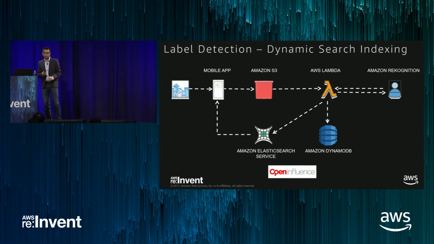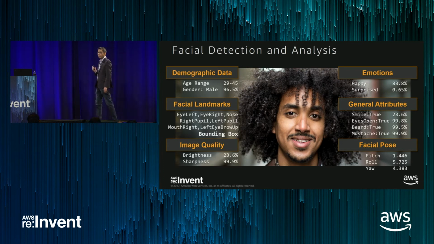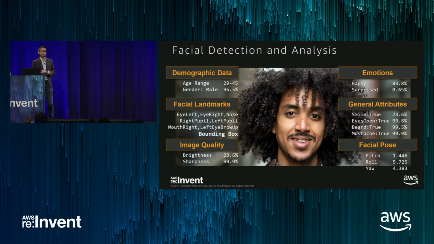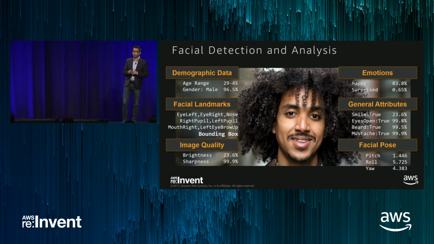Now let's go on to the facial detection and analysis APIs. So this, as I was mentioning, given an image, it will first find the face and the bounding box for the face. But it also gives you a lot of interesting information, which can be used in many different ways. So the first one is demographic data, where you get the age range of the person. So it's an estimated age range. And if you want a single number, you could choose the midpoint of that. We also give you the gender.